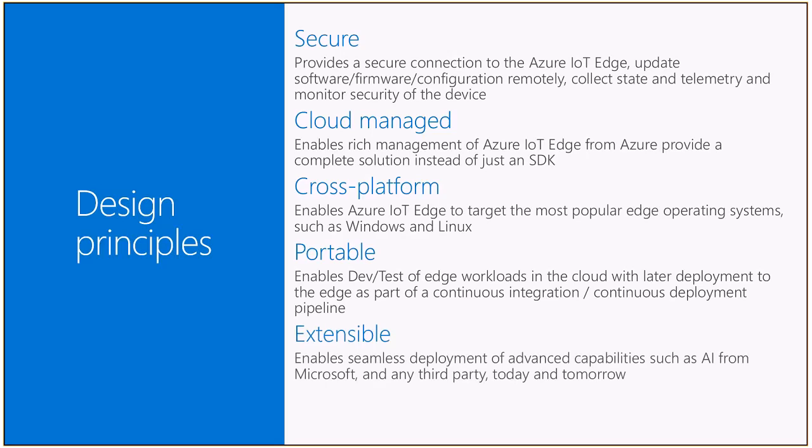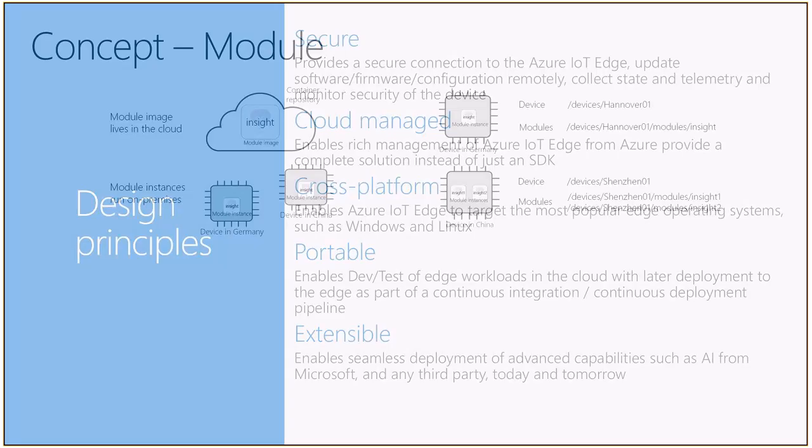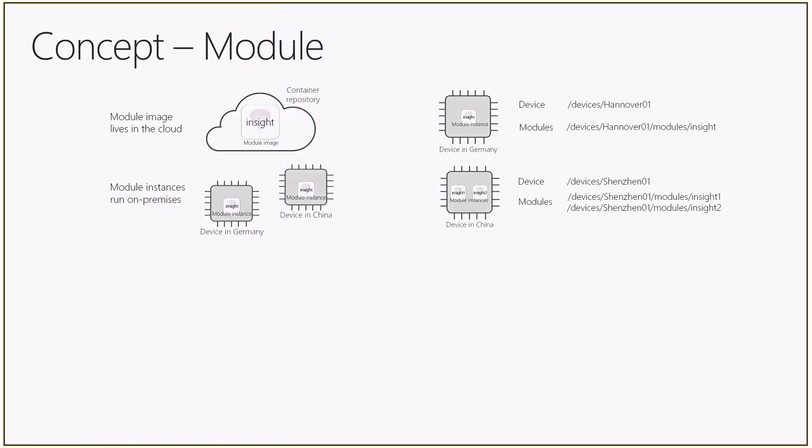And also extensible. We want to make sure that the intelligent solutions you're creating on the cloud, you can seamlessly deploy. You can create third-party modules and also use the AI from Microsoft, which could support whatever you're doing on the cloud. So concepts-wise, we'll talk about what a module is, and then go into the various aspects of the runtime architecture of an IoT Edge device.